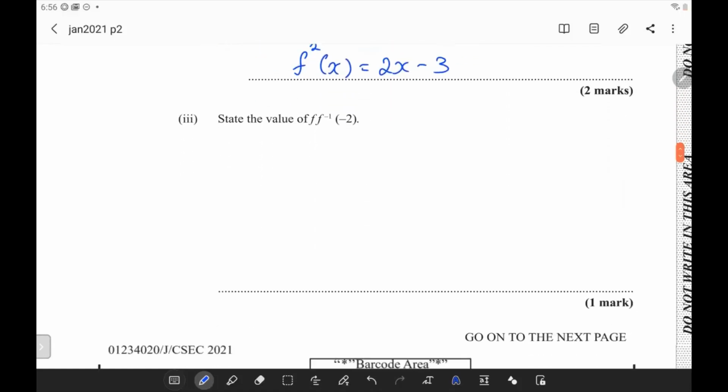And this one may look hard, but it is simple. Remember, anytime we compose a function with its inverse, we get the identity function, or whatever is in the argument. So this answer is just -2.